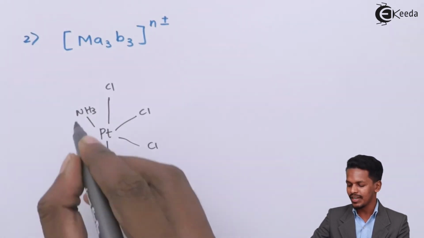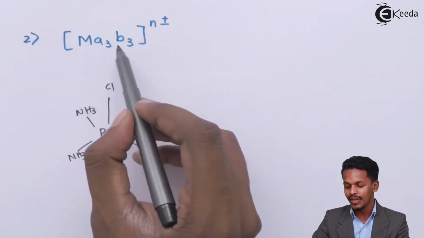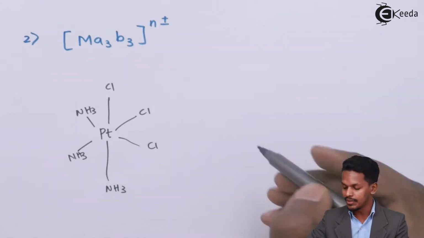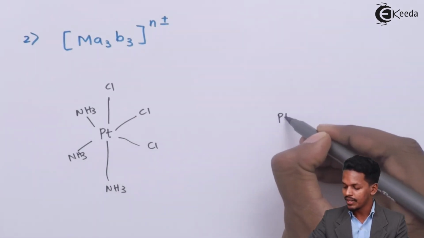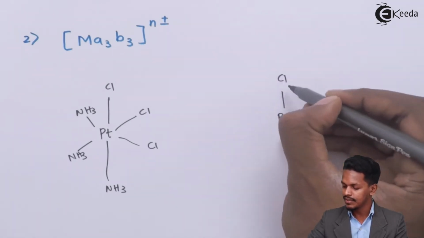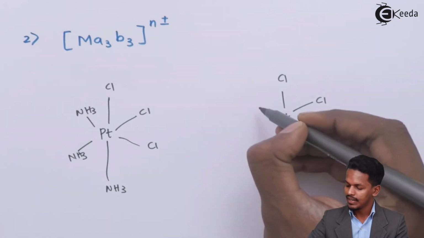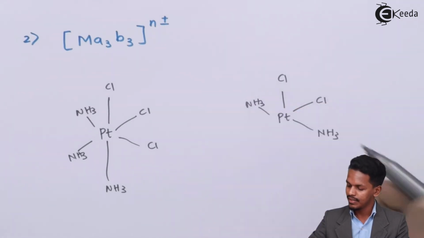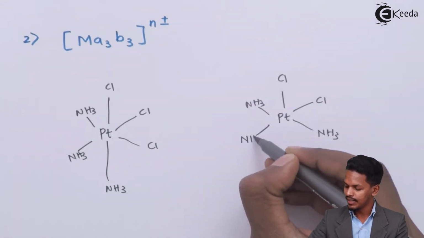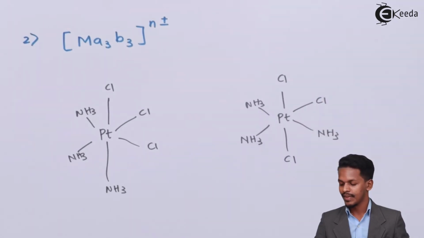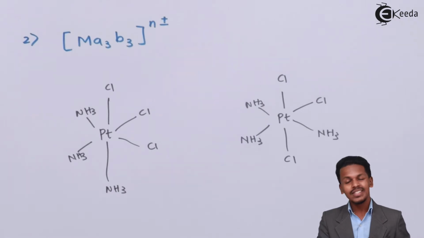So therefore this is following the same formula, that is Ma3B3. But based on that I could write another structure, that is platinum, where I could find Cl is here, one Cl is here, this is NH3, here also there is NH3, here there is NH3, and in this case suppose here there is Cl. So what is the difference between these two?